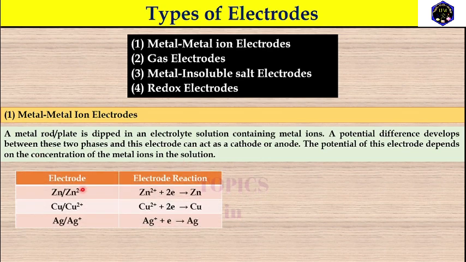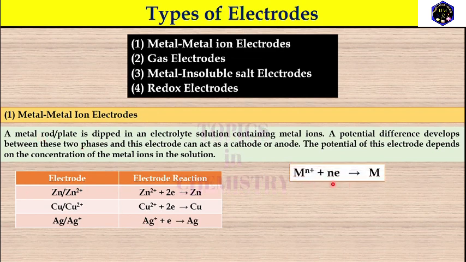So first, consider the examples. As I told you, a metal rod or plate is dipped in an electrolyte solution containing metal ions. So here you can see Zn, Zn2+. Zinc is the metal, so this is the electrode, and Zn2+ is the ion of the same metal. So what is the cell reaction? Zn2+ plus 2 electrons converts to Zn. This is the reduction. Consider this electrode, Cu2+ plus 2 electrons converts to Cu, and this electrode, Ag+ plus electron converts to Ag. So these are the examples of metal ion electrode.